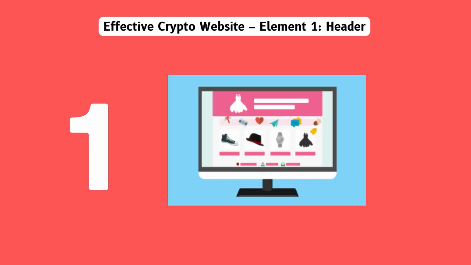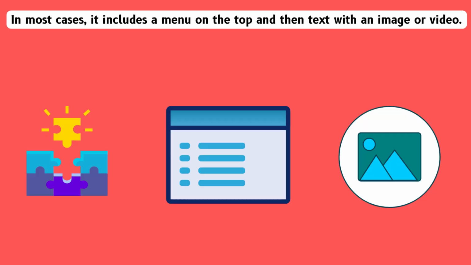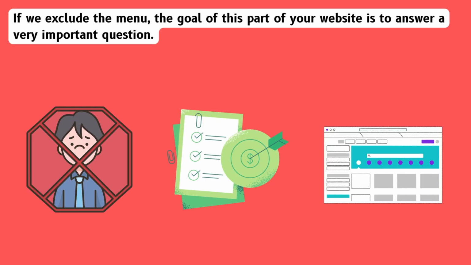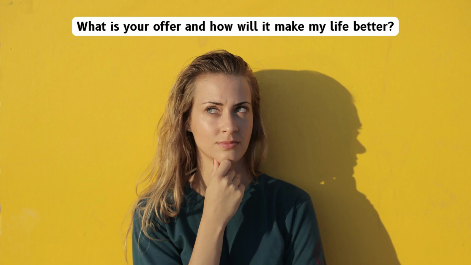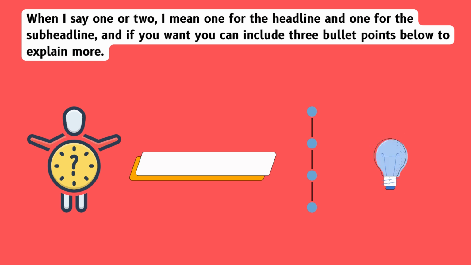Effective crypto website, Element 1, Header. The first thing that someone is going to see on your website is your header or the first part of your website. In most cases, it includes a menu on the top and then text with an image or video. If we exclude the menu, the goal of this part of your website is to answer a very important question. What's your offer and how will it make my life better? You should aim with 1 or 2 sentences to answer this question. When I say 1 or 2, I mean 1 for the headline and 1 for the subheadline. And if you want, you can include 3 bullet points below to explain more.